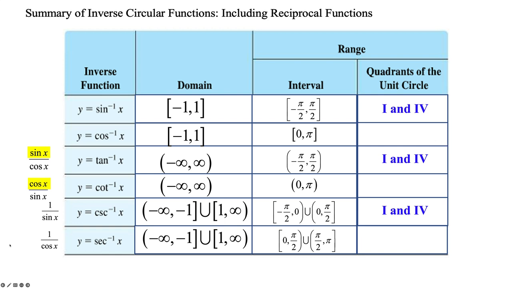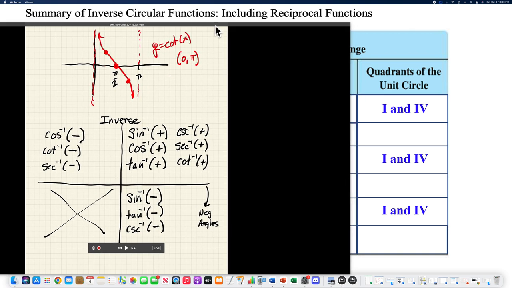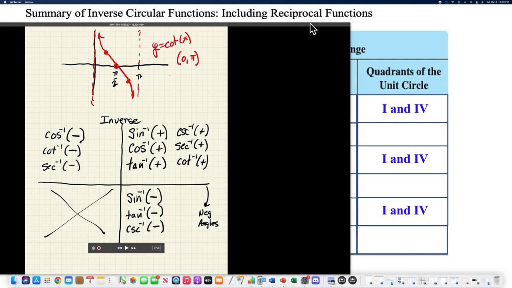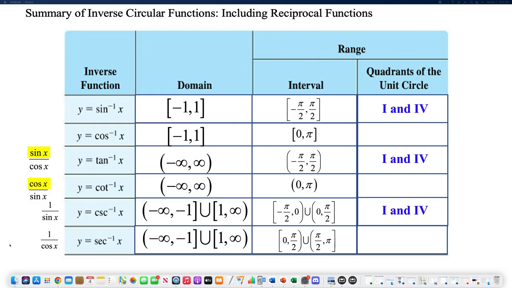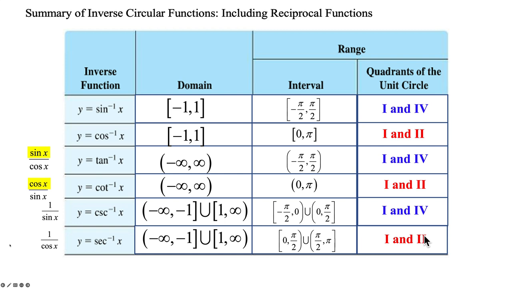Now, going back to that chart, there's my 1 and 4. Here's my inverse sine, inverse tangent, inverse cosecant. Everybody's going to be positive in quadrant 1, so there's going to be all quadrant 1s down that last column. And then for our other 3, we're over in quadrant 2. So, 1 and 2, 1 and 2, 1 and 2. So it's important to understand what quadrants we're going back with our angles when we fill these in.